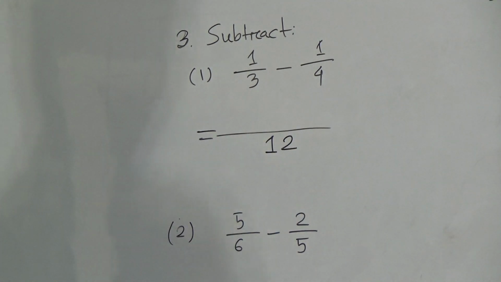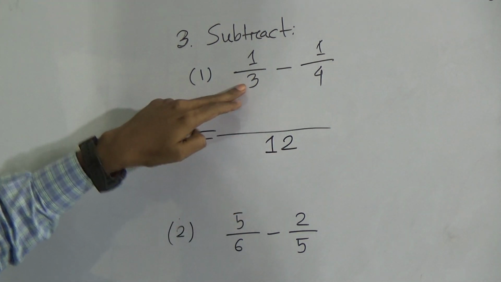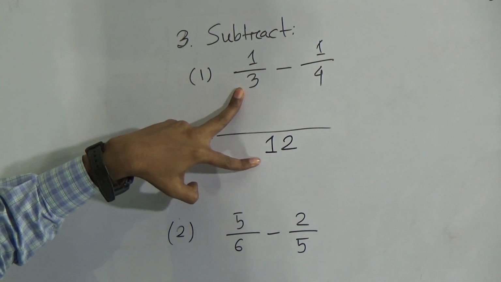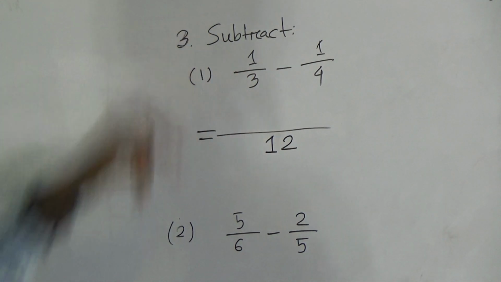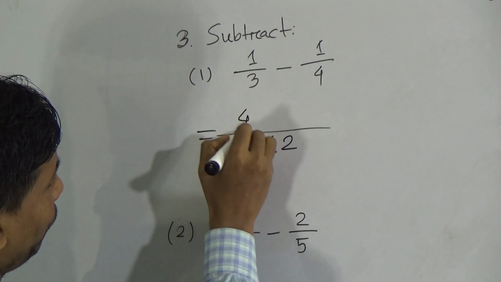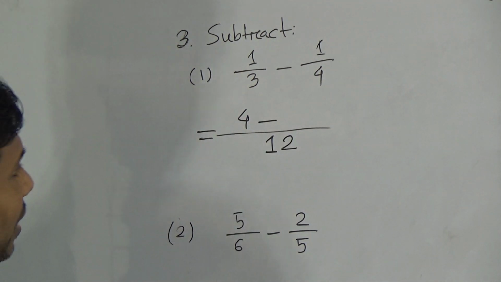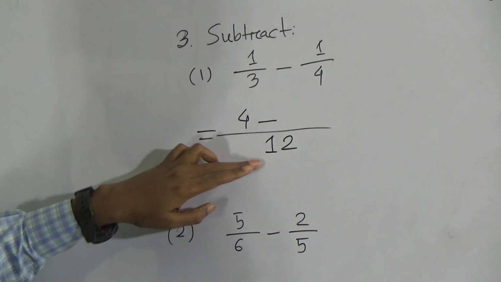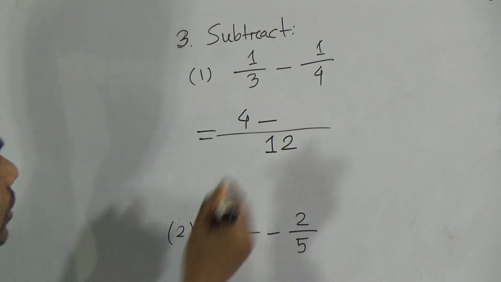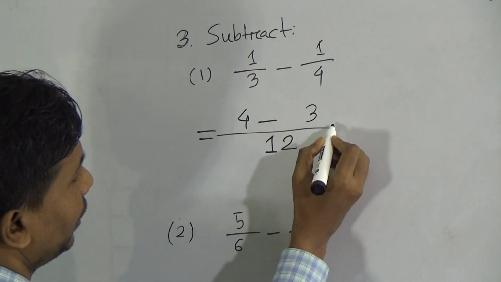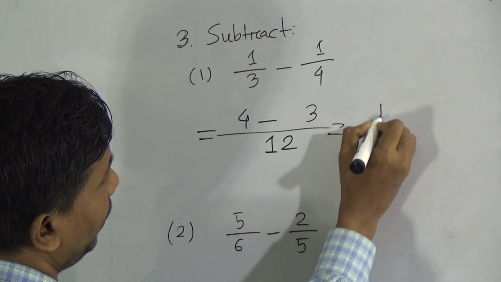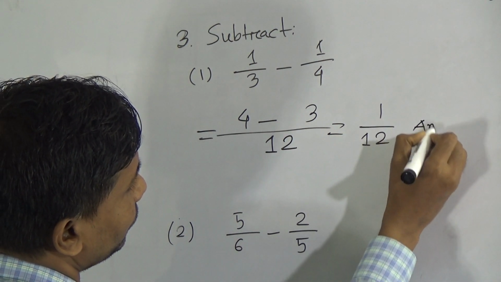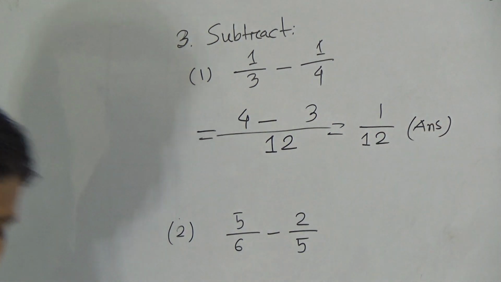Now you have to divide 12 by 3. Then you get 4. Now multiply 4 with 1. That means 4 ones are 4, minus. Now similarly divide 12 by 4. Then you get 3. Now 3 into 1 equals 3. So 4 minus 3 equals 1. So the answer is 1 by 12. Okay student?